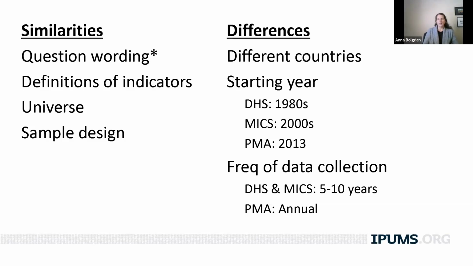And the timing of the data collections, DHS and MICS are typically only collecting data in a given country every 5 or 10 years, where PMA is a much more high frequency, more recent data. So these are all things that you would want to consider when thinking about which of these 3 projects might be the best option for you and your particular research question.